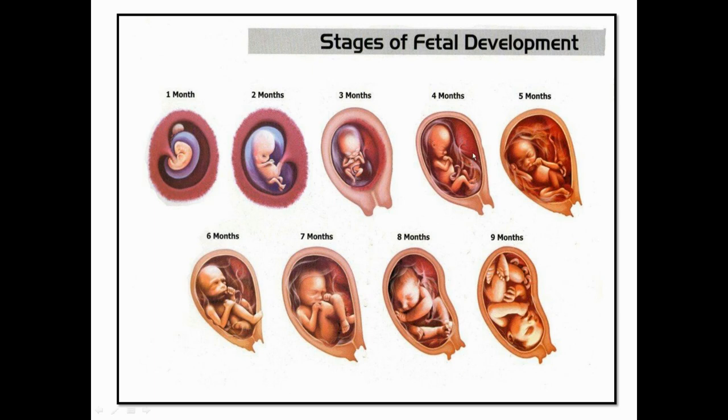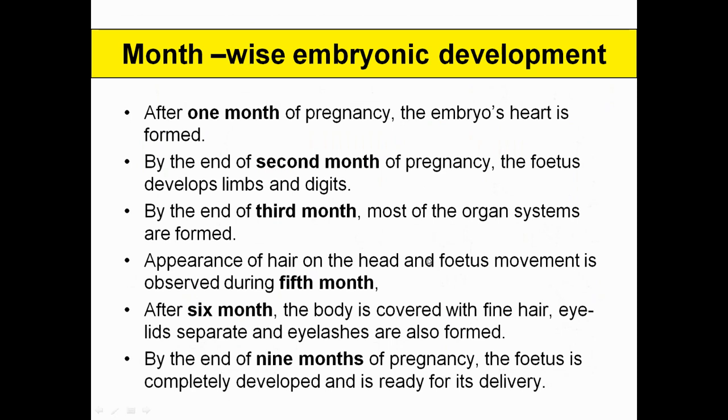And here you can see the yolk region, which is clearly visible, and then you can see how the baby is going to develop throughout. Now, look at the month-wise embryonic development. After completion of the first month, the heart becomes fully functional, and by the end of the second month, the fetus is going to develop hands and legs along with the fingers.